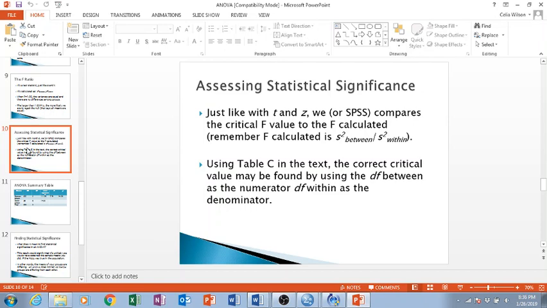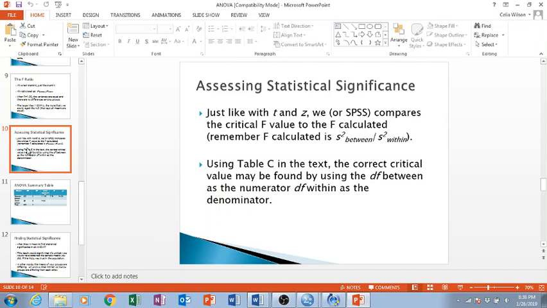So just like the Z and just like the different forms of the T tests we were using, there is a table or tables that have been developed that a researcher can examine and figure out that F critical value, just like we did Z critical and T critical.